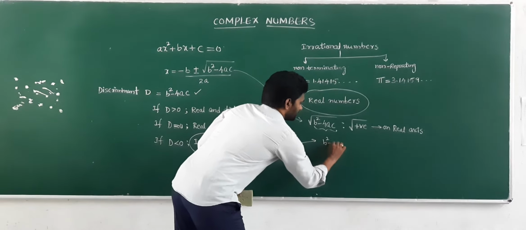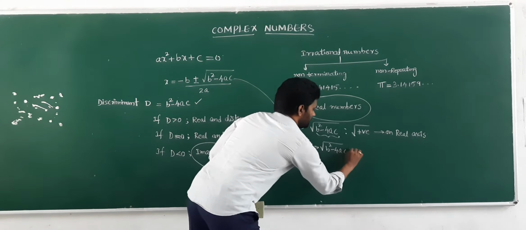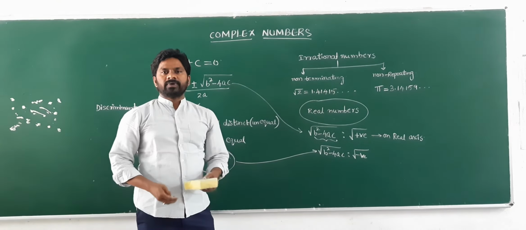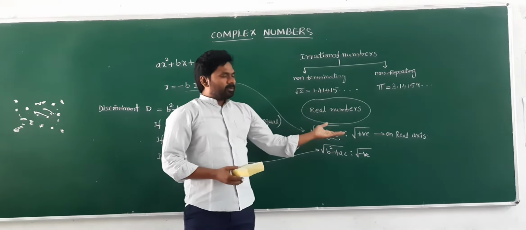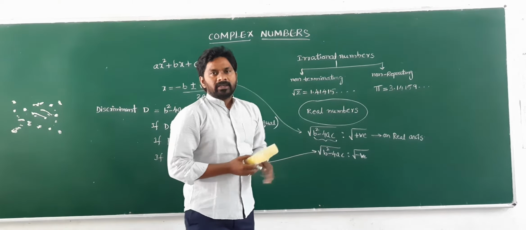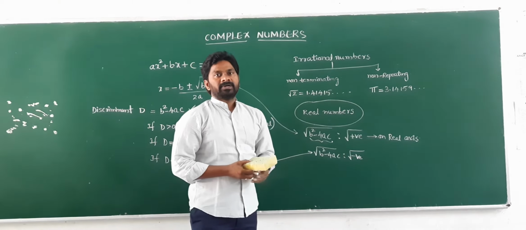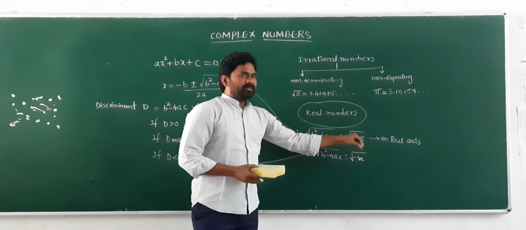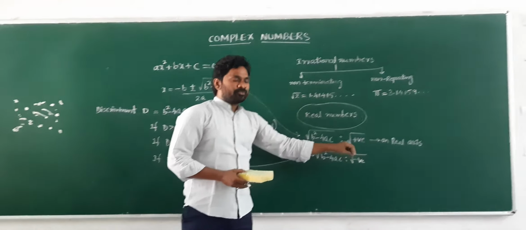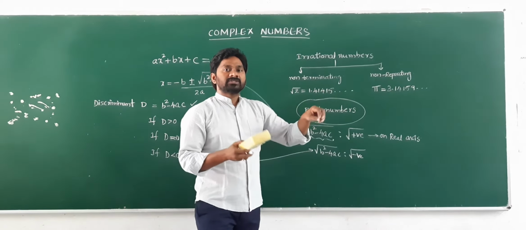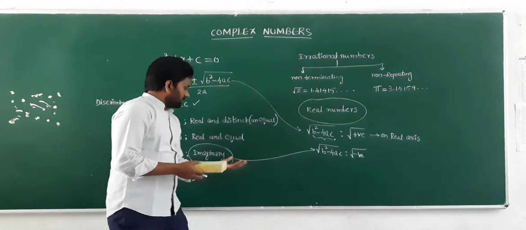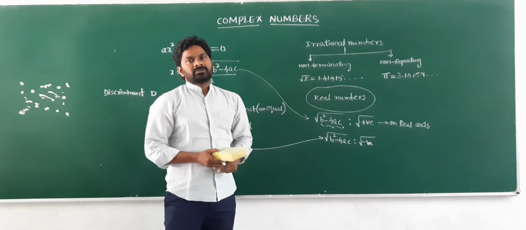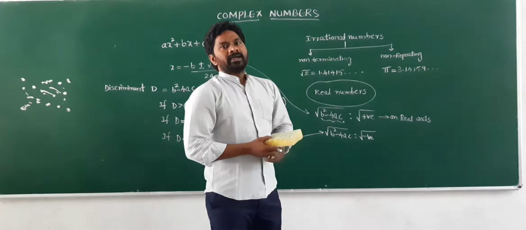But what happens if the discriminant is less than 0? Then we get the square root of b square minus 4ac, which is the square root of a negative value. The square root exists for the positive values, that is what we have studied up to now. But the square root of a negative value cannot be found. So that's why it is named as imaginary values. To find these imaginary values, a new number system came into existence.